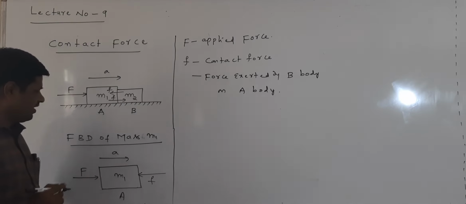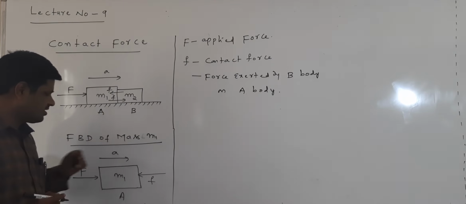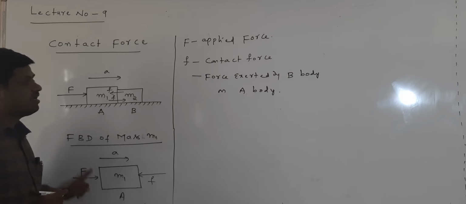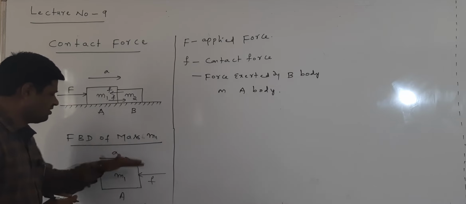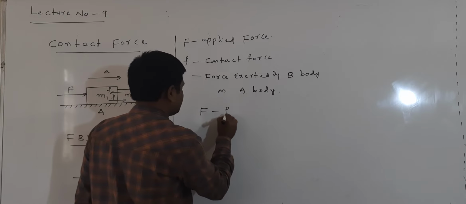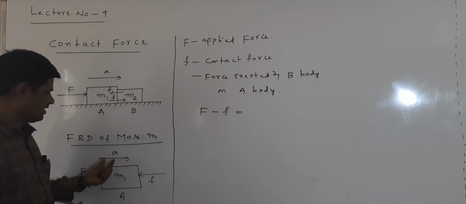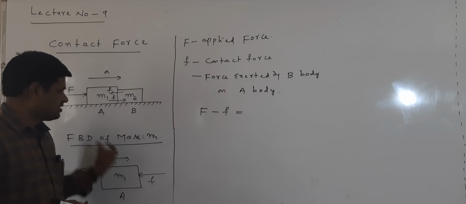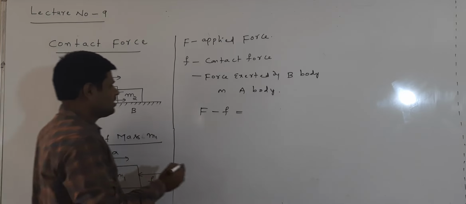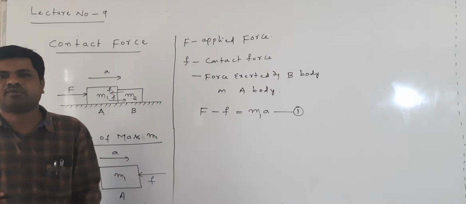In the free body diagram, these two forces are in opposite directions. The acceleration is in this direction, so capital F is larger. The net force can be written as F minus f, because both are in opposite directions. Capital F is larger, so capital F minus small f equals the net force. Net force is mass into acceleration, that is m1 a. This is equation number 1.